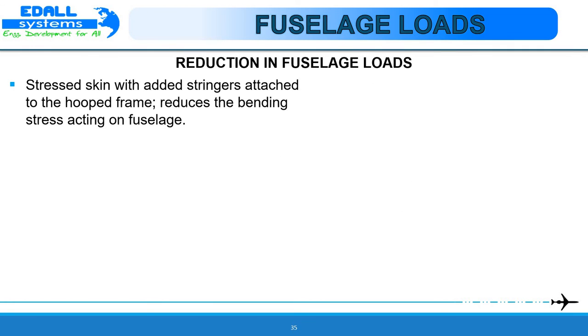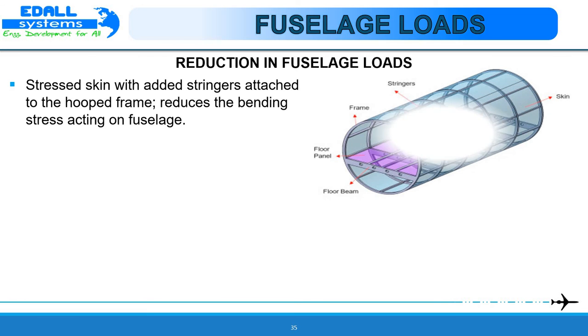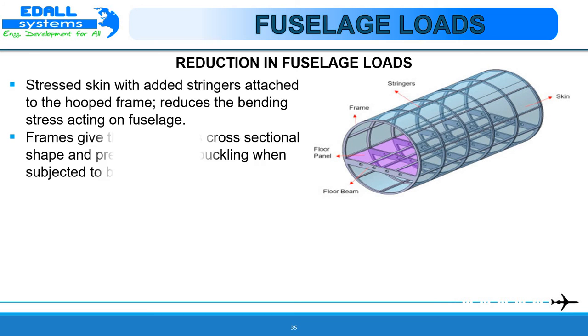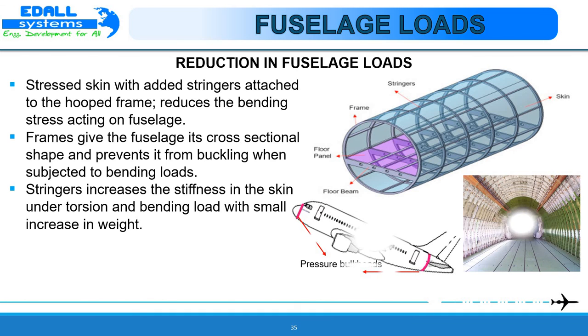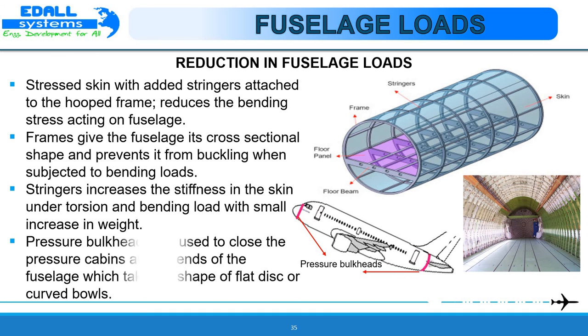Reduction in fuselage loads. Stressed skin with added stringers attached to the hooped frame reduces the bending stress acting on the fuselage. Frames give the fuselage its cross-sectional shape and prevent it from buckling when subjected to bending loads. Stringers increase the stiffness in the skin under torsion and bending loads with a small increase in weight. Pressure bulkheads are used to close the pressure cabins at both ends of the fuselage, which can take the shape of flat discs or curved bowls to reduce the pressure differences between the internal and the external pressure.